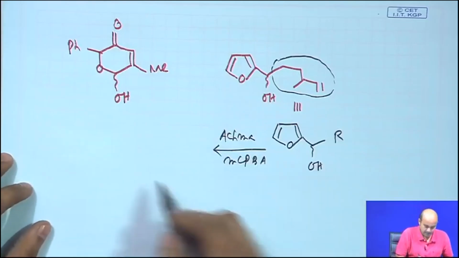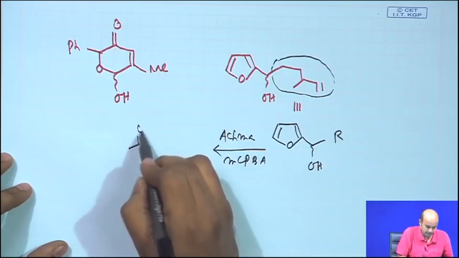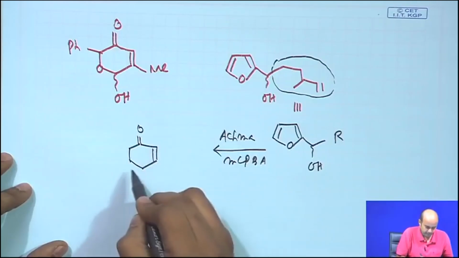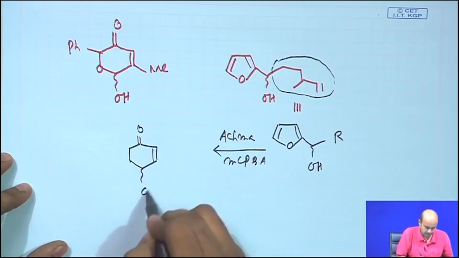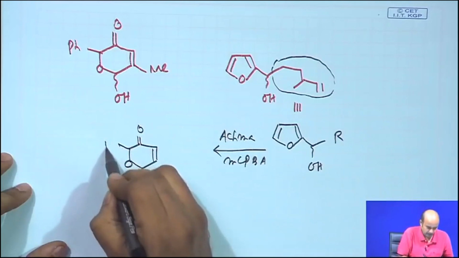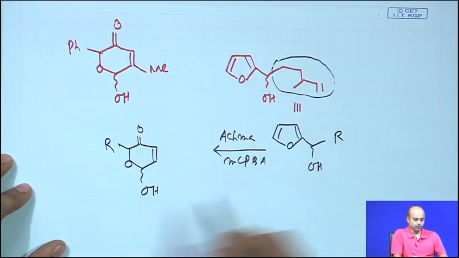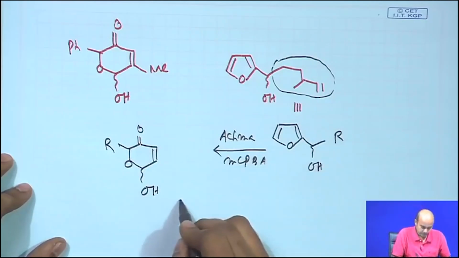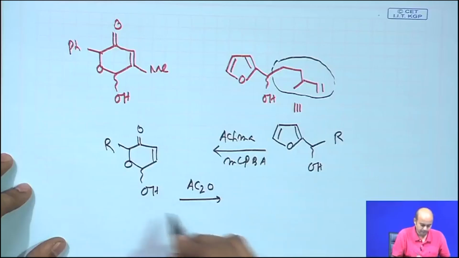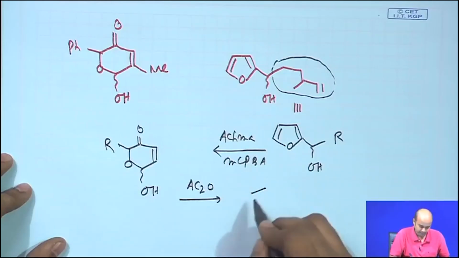After this Achmatowicz reaction, you will get the 6-member compound as we explained earlier. This R group is basically this group. So, you are very close. Now, what you need to do? You just need to do an acetylation to put this acetate group here.